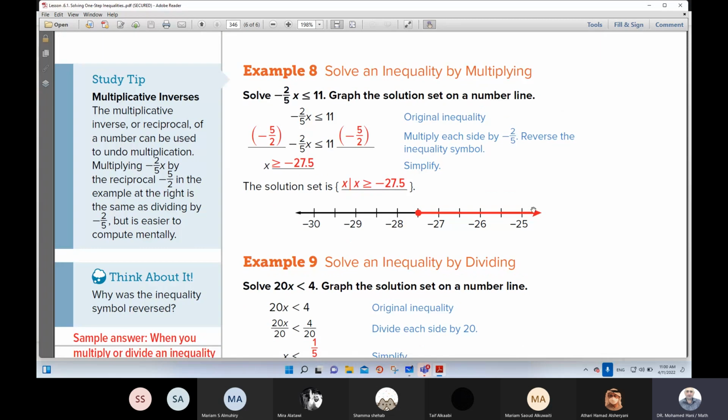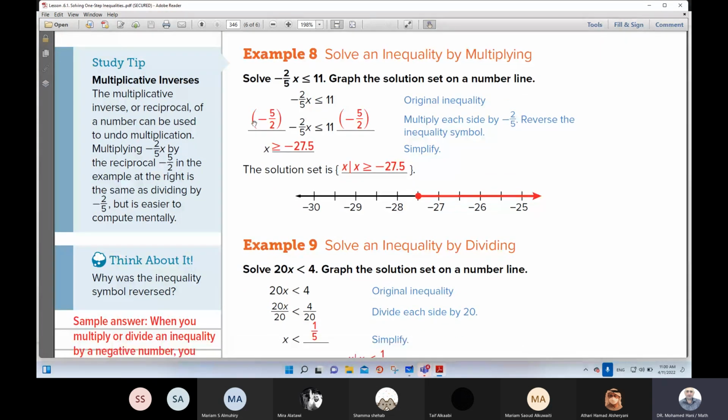But here, as you see, when you multiply by a negative number, the sign here was to the right, and now the sign is to the left. Always remember, when you multiply the inequality by a negative number, switch the direction of the sign. Switch the direction of the sign.